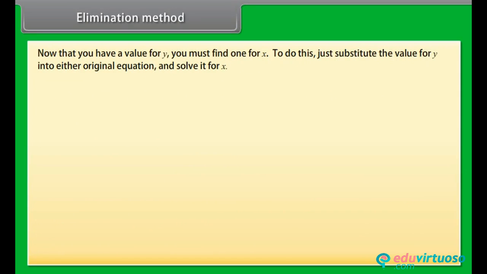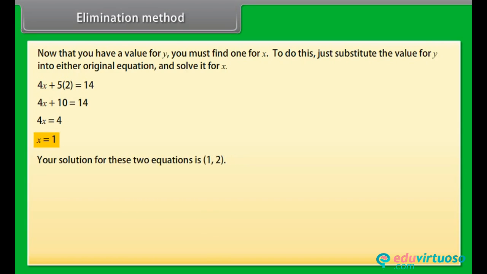Now that you have a value for y, you must find one for x. To do this, just substitute the value for y into either original equation and solve it for x. 4x plus 5 into 2 is equal to 14. 4x plus 10 is equal to 14. 4x is equal to 4. X is equal to 1. Your solution of these two equations is 1, 2.